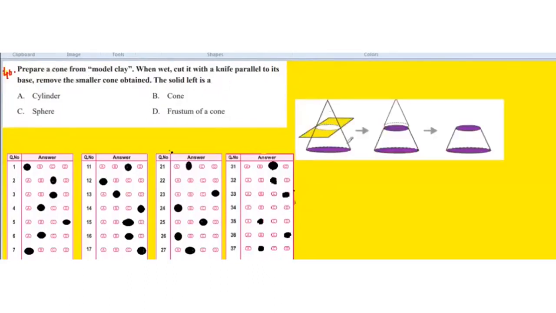Yeah, this is a cone made with clay and it is cut exactly parallel to the base, and I separated the smaller cone. The shape left is a frustum. So it is called the frustum of a cone. So the correct option for this question is D. So the 40th option is D. I'm going to circle the D option for 40.